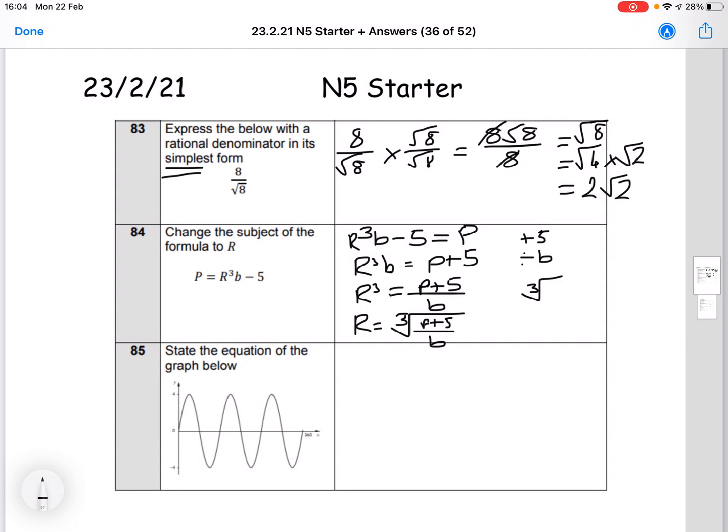The last question is a trig graph, and we're asked to write down the equation of the graph. So here, our amplitude, you can see the maximum value that we have is 4 and the minimum is -4. So the amplitude is 4.